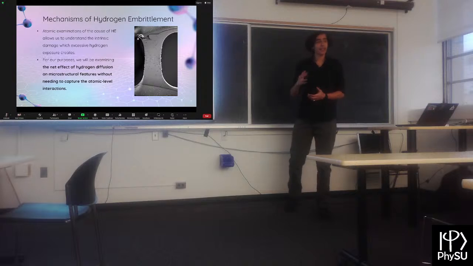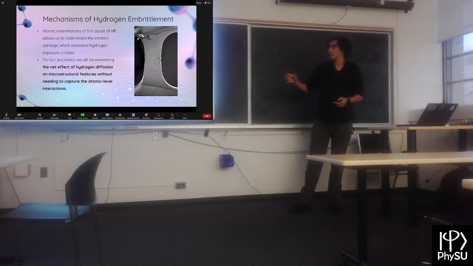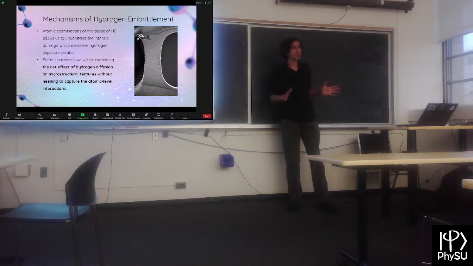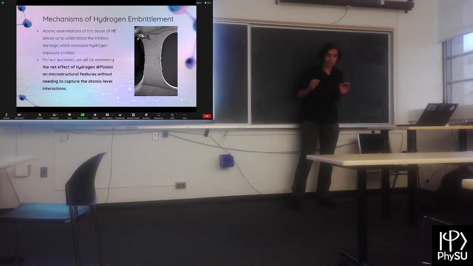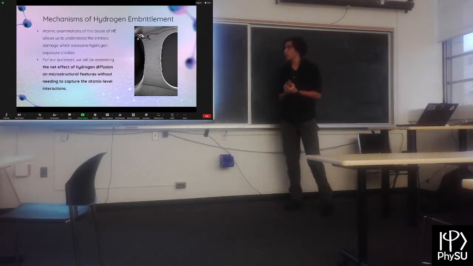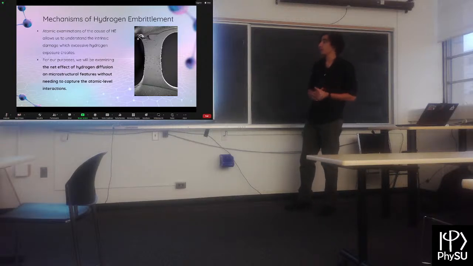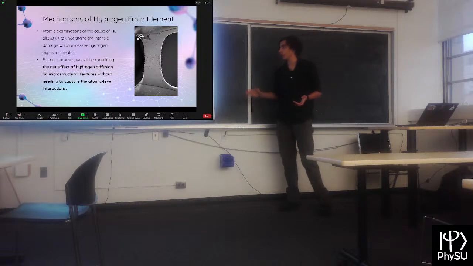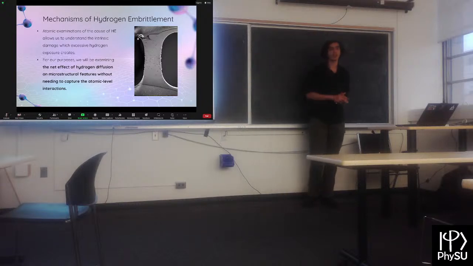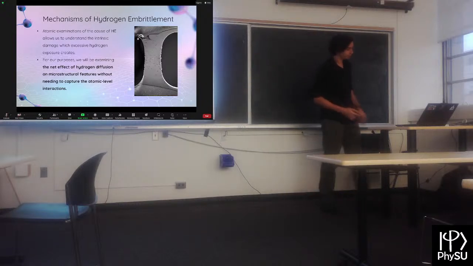And it does allow us to understand the intrinsic damage caused by hydrogen. But for our purposes, we will just be examining the net effect of hydrogen diffusion because we're more interested in the performance of the metal, less about its atomic properties, right? So I'll be modeling the net effect of hydrogen diffusion on microstructural features without needing to capture the atomic level interactions.